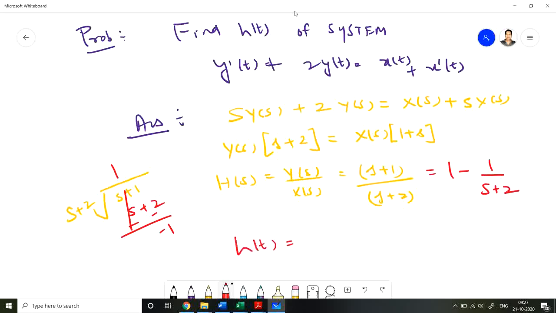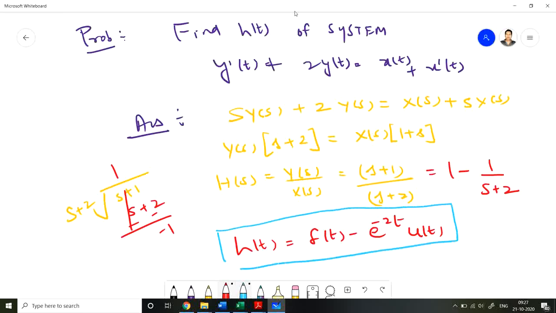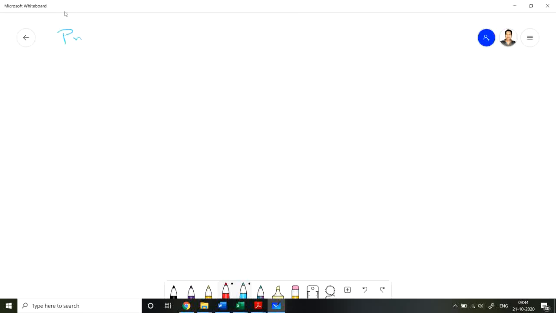So the impulse response is delta(t) minus e raised to the power minus 2t into u(t). That is, h(t) equals delta(t) minus e raised to the power minus 2t into u(t). This is the impulse response of the system. So let us do another problem.